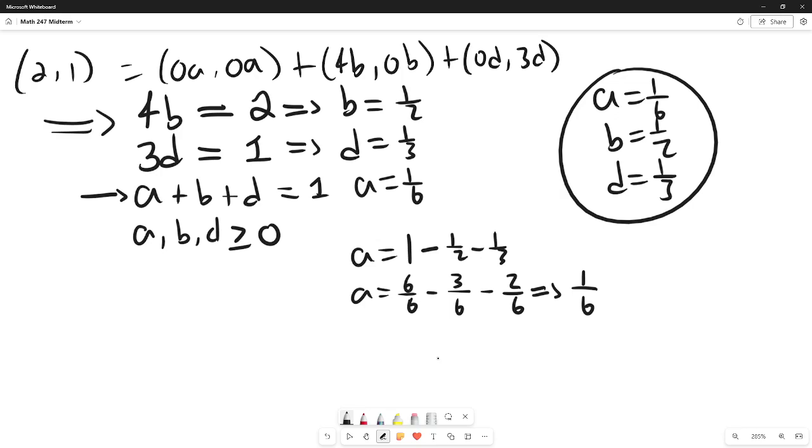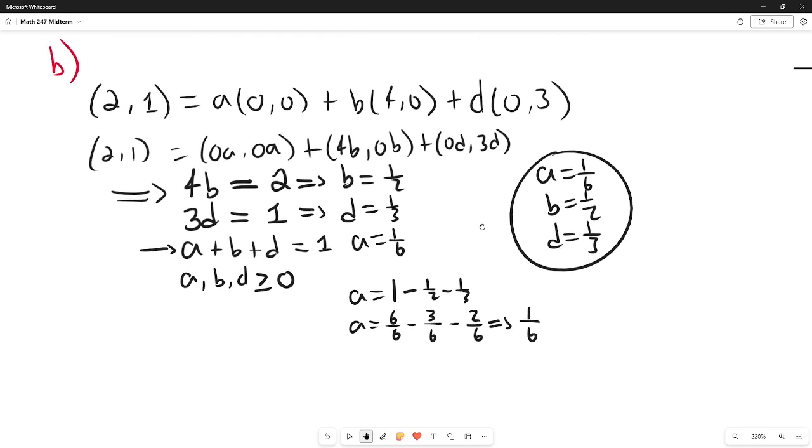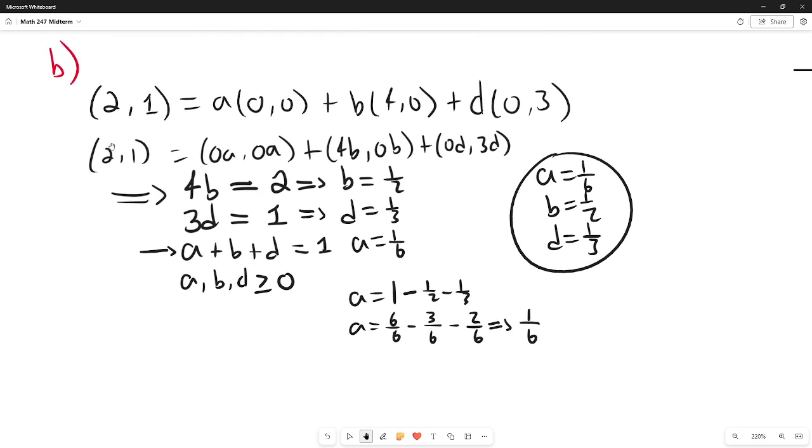And of course, you can double check your work, because we could say, okay, 2 must be equal to 0a plus 4b plus 0d. We plug in the b and a values, we get 0 plus 2 plus 0, we get 2. And 1 must be equal to 0a plus 0b plus 3d. Plug in the values, we get 0 plus 0 plus 1. So 1 is equal to 1. And this is correct.